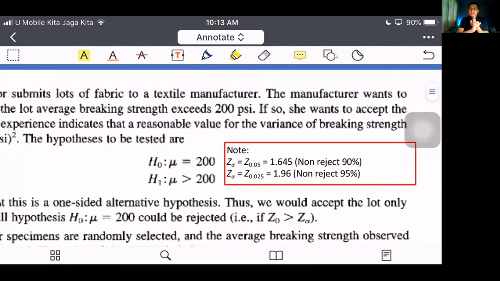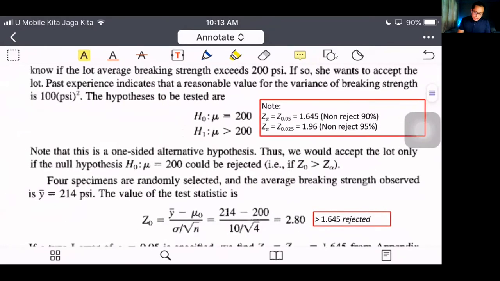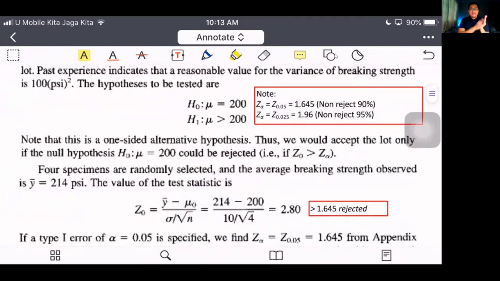Now we know that this is a Z test. Number one, we know what the hypotheses are. And next we go to here. It also says there that it is a one-sided alternative hypothesis. Okay, so we would accept the claim if H0 is rejected, or you can also say we will accept the claim if H1 is accepted.